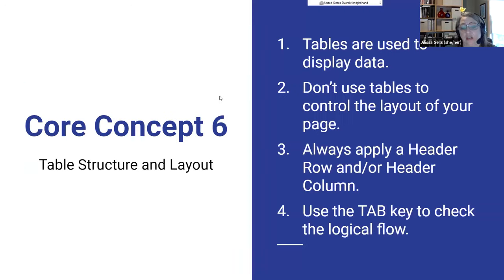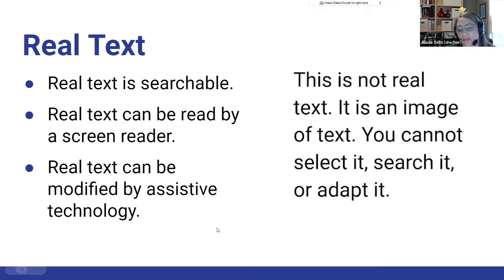Last tip to share here is the quickest way to determine if text is real or if it is an image is to try selecting it with your cursor. So if you can't highlight it or select it or use Control F to search it, it's not going to be real text.